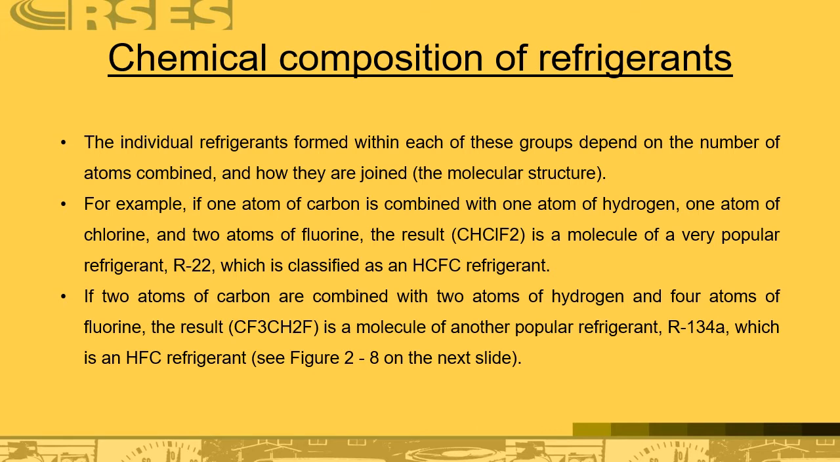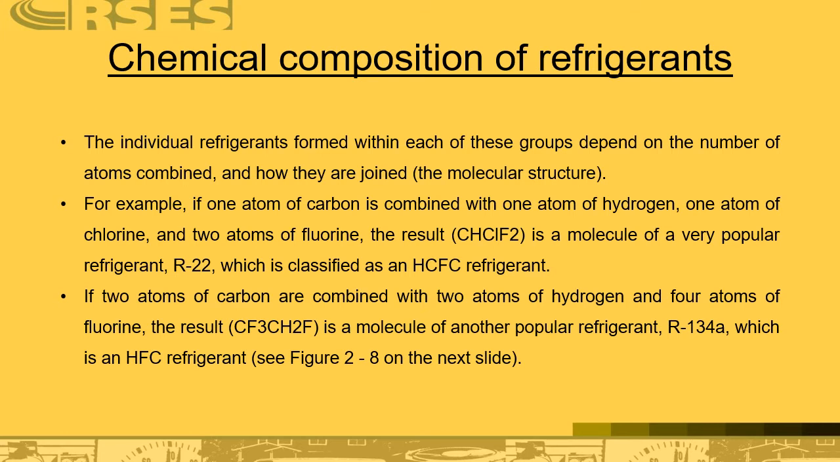Individual refrigerants formed within each of these groups depend on the number of atoms combined, how they are joined, and the molecular structure. For example, one atom of carbon is combined with one atom of hydrogen, one atom of chlorine, and two atoms of fluorine. The result is CHClF2, a molecule of a popular refrigerant, R22, which is classified as an HCFC refrigerant. Might add, there are millions of air conditioning systems in the United States that still operate off of R22 or HCFC-22.